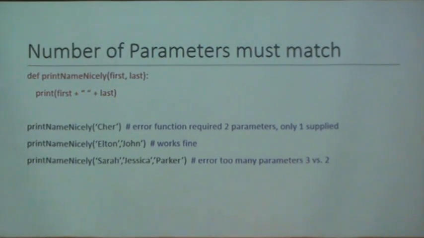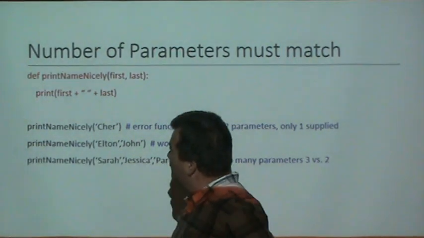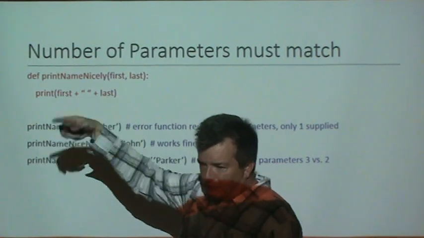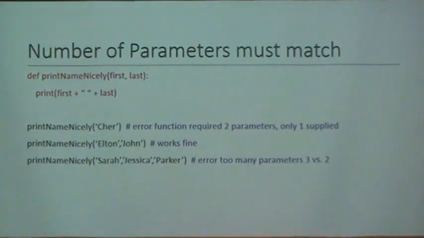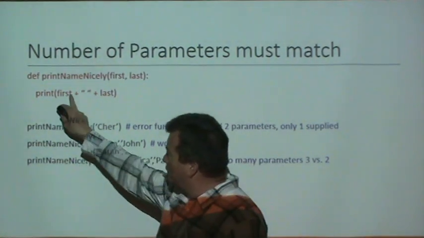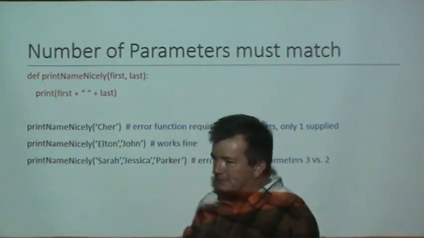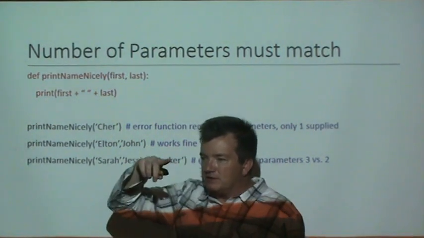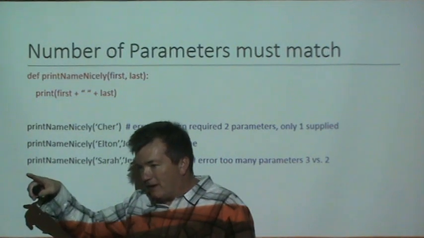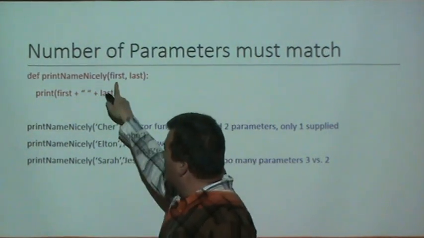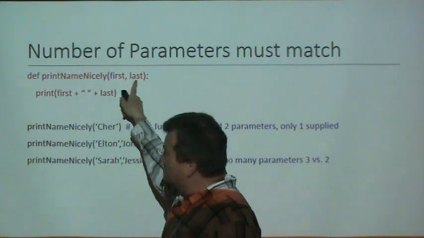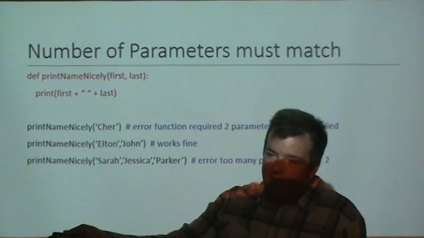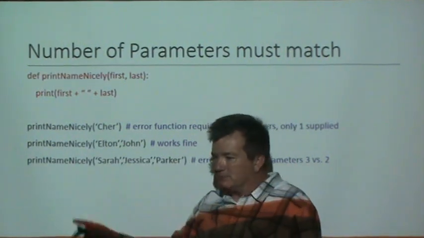Okay. All right, now requirements on parameters. If you have a function that has 2 parameters, a first name and a last name, let's say first and last, and you want to print out the first name followed by a space and then the last name, if you call this function and you do not have an argument for each one of the input parameters, you're going to get an error. So if we're requiring 2 parameters, a first name and a last name, and you call the function passing in just Cher, you're going to get an error because it needs 2 names.